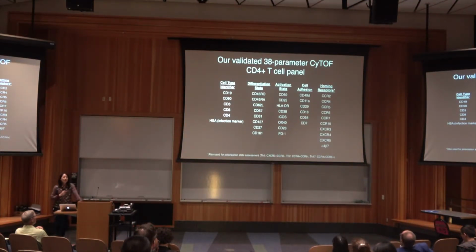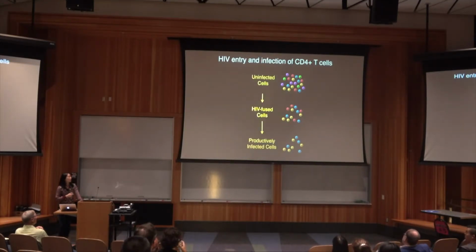In addition, because my lab has a big interest in studying mucosal and tissue cells, we also included within our panel a variety of cell adhesion molecules and homing receptors. And so having established and then validated this panel, we then wanted to use it to characterize the types of cells that are most susceptible to infection by HIV.